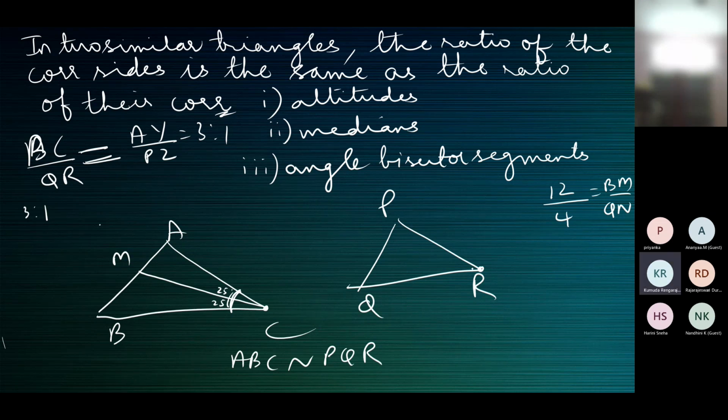So here, if this angle is equal to this angle, here also it should be 50 only because they are corresponding angles. So it'll be 25 here and 25 here. So that means RN is the bisector of angle R. Yes or no? Yes, ma'am. So that means the bisector CM corresponds to the bisector RN.